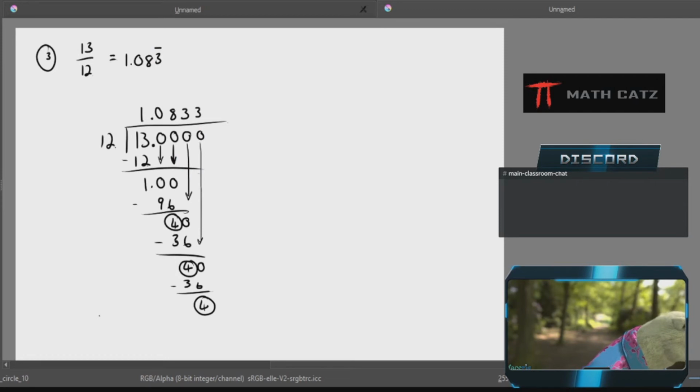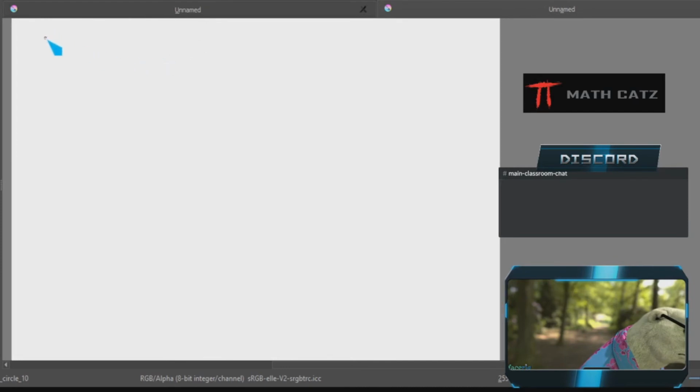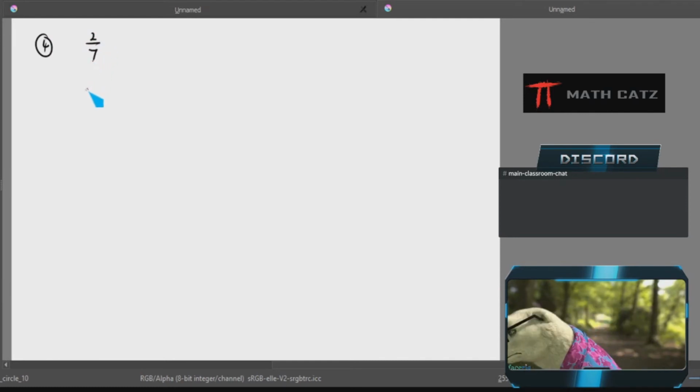Alrighty. Now, I don't know how familiar you are with these things. Could be very familiar, could be not at all. I'm going to do a number 4. Let's say 2 over 7.